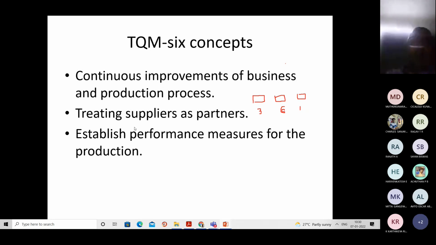And finally, the fifth point is treating suppliers as partners. I told you very well, if you want to make coffee, you will purchase sugar from one person and coffee powder from another, at least two suppliers, and they should be treated as partners. And Deming's philosophy says you should not go for the low priced product. When you are in business, you know how they select vendors. They will collect quotations, even VAT details.